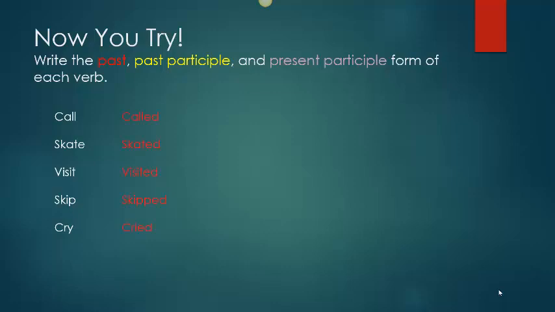The past tense would be called, skated, visited, skipped, and cried. Watch how skip added a P and cry changed the Y to an I. Past participle is actually going to be all the same. You just need to add that helping verb. Have called or has called. Have skated, has visited, had skipped, had cried.